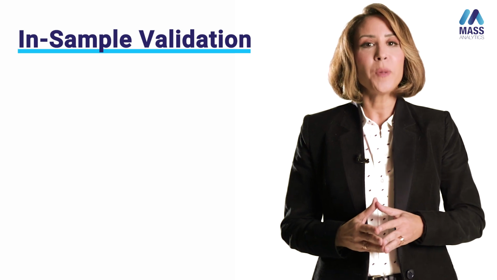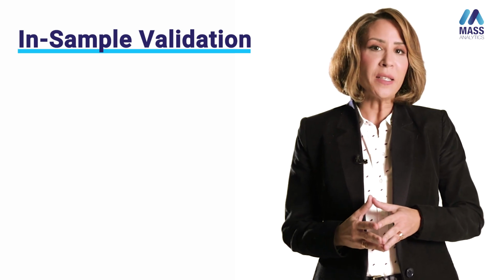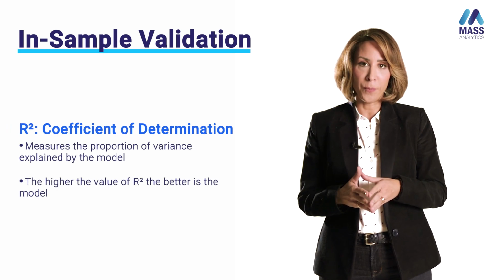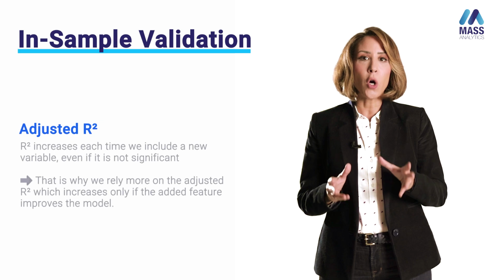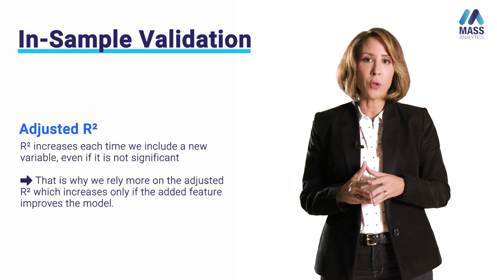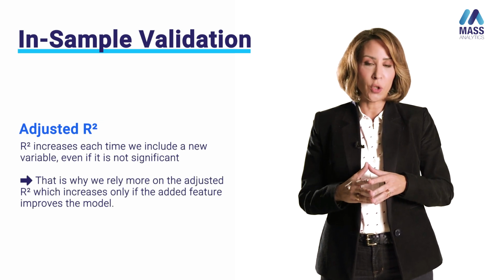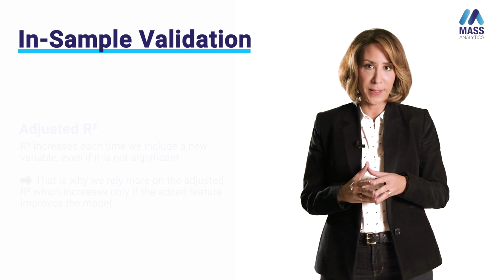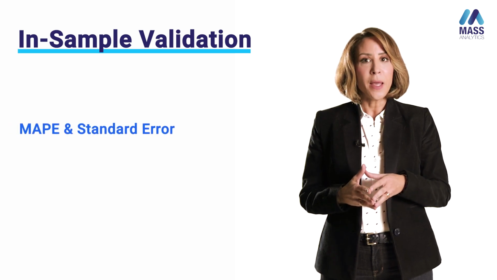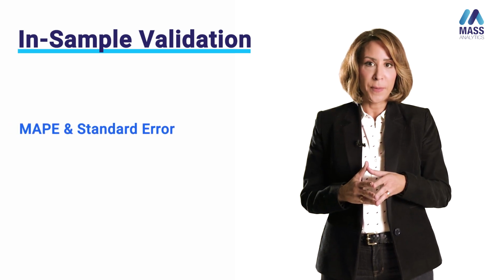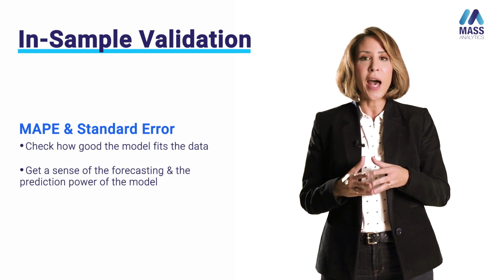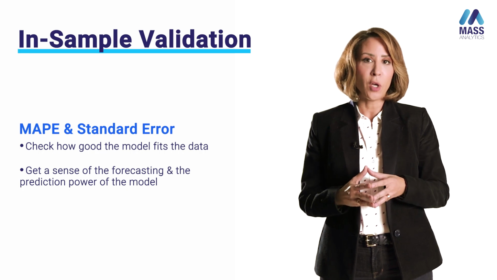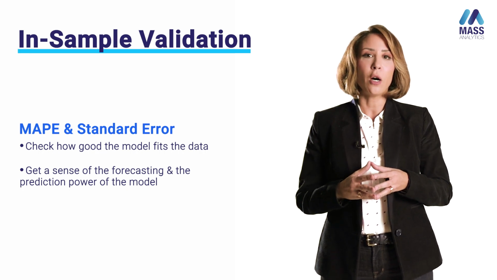Other statistics that could be considered in the context of in-sample validation: R-square increases each time we add a variable. To control for this and to only depict the improvement in the model that is guided by a true addition to the model, we can look at the R bar squared that controls for this. Both MAPE and standard error of the estimates are used in order to assess how good the model fits the data and gives us a good idea about the forecasting and the prediction power of the model.